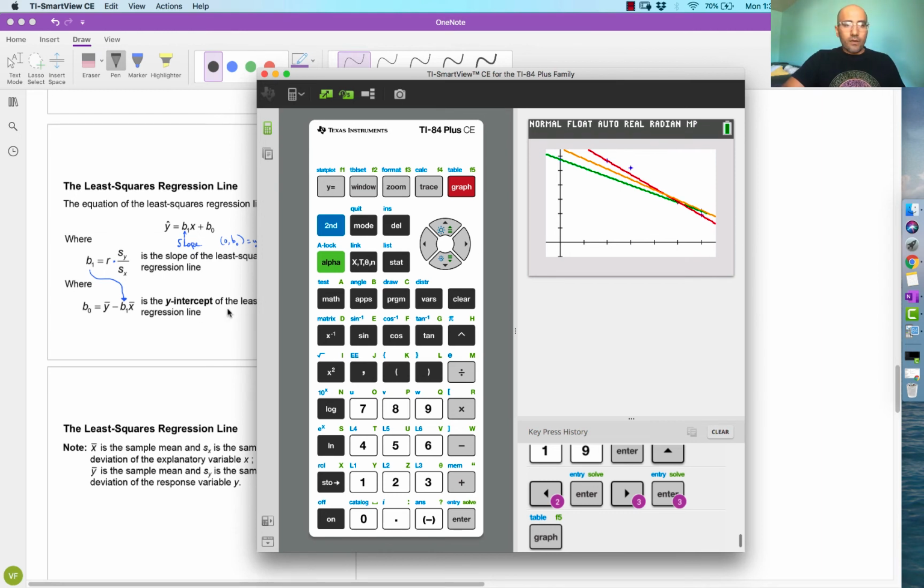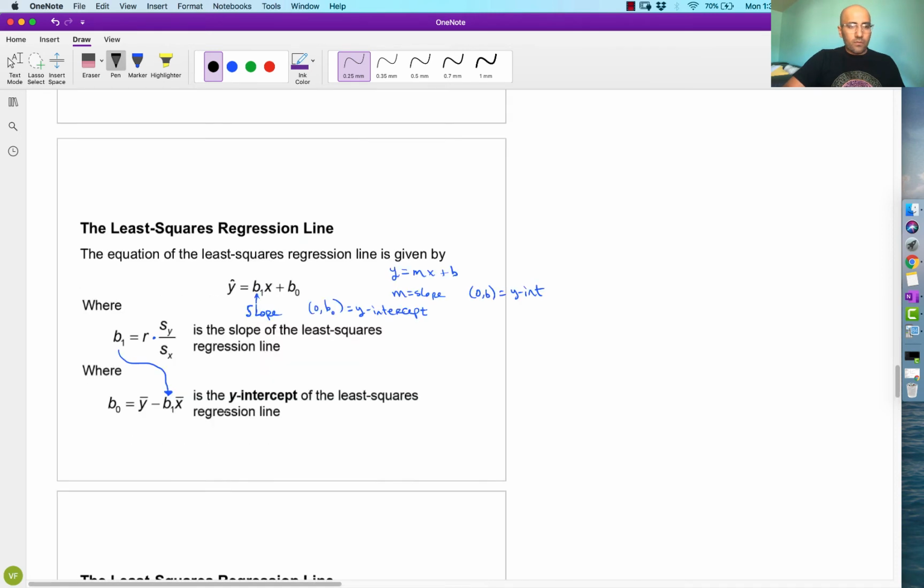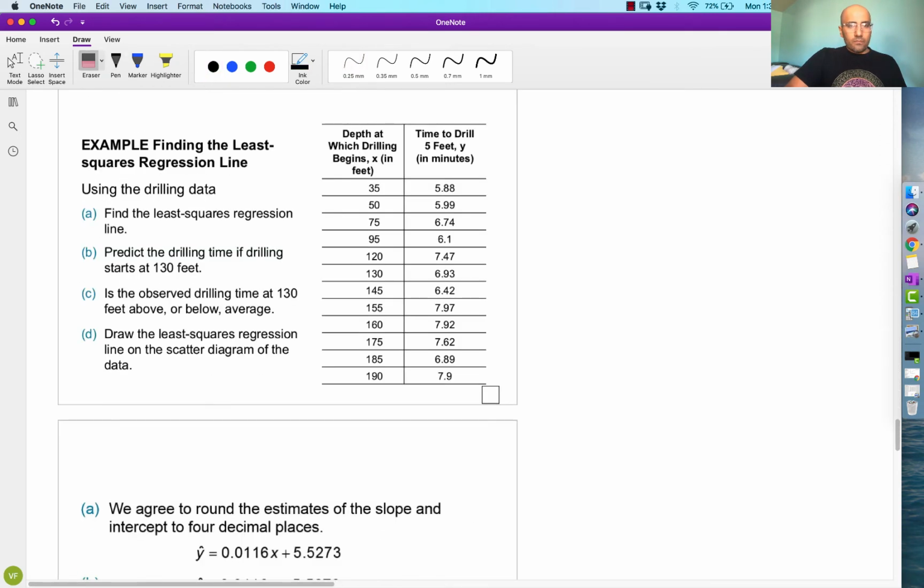In fact, I wonder if... Okay. So let's go to another example. Okay, so let's look at this example. Examples finding the least squares regression line. Okay, so this was from section 4.1. We've already worked with this example, 4.1, so we're not going to reinvent the wheel. We're going to recycle some of the information we got from before.